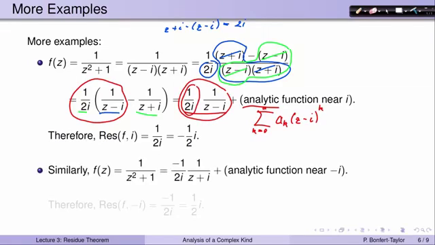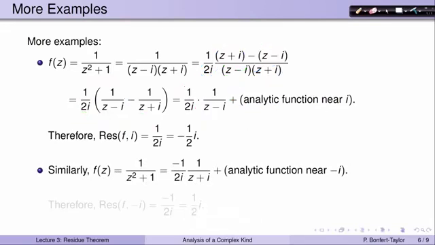Similarly, when I look at f near negative i, my goal is to write f as a Laurent series with powers of z plus i. I already have one such power of z plus i right here, together with this negative sign, of course, and the 1 over 2i in front of it, so that you can see right here. And the rest is an analytic function near negative i, which again will have a power series representation a_k (z plus i)^k, for k from 0 to infinity.